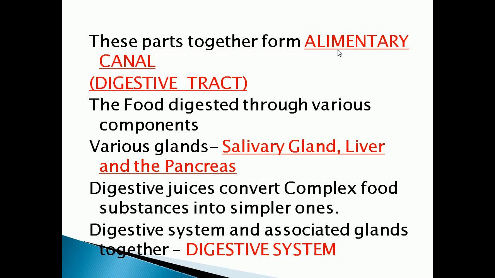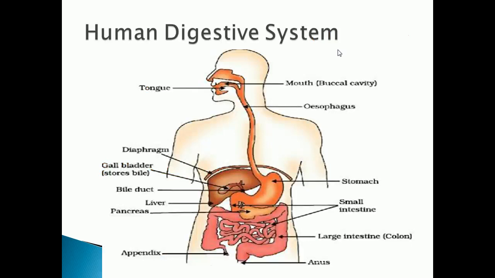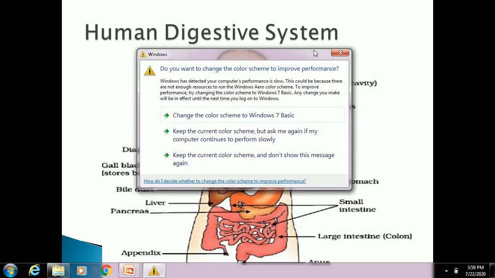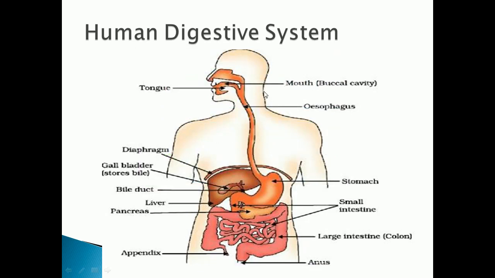Now we are going to see the function of these compartments, or this digestive tract and the associated glands. So here you can see the picture of the human digestive system. We take in food through the mouth, and from the mouth it is taken into the stomach with the help of the esophagus. What is the other name of esophagus? Food pipe. So from the esophagus it is pushed into the stomach.